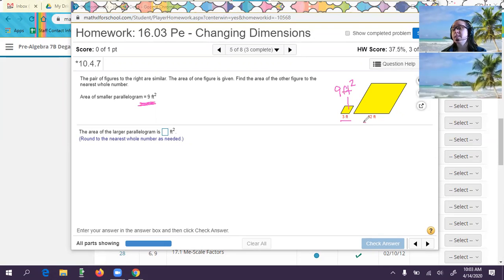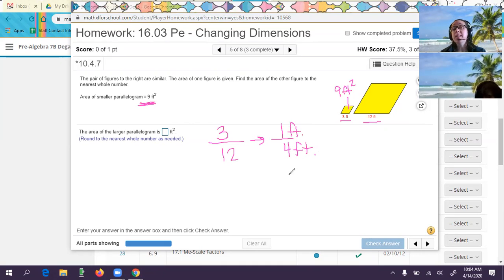What do you guys think my scale factor would be here? If I compared this one side length to the other side length, what would that scale factor be? Yeah, it's going to be 3 over 12. Can I reduce that at all? Yes, you sure can. What does that reduce to? 1/4. Very good. So 1 foot compares to every 4 feet in the big one.